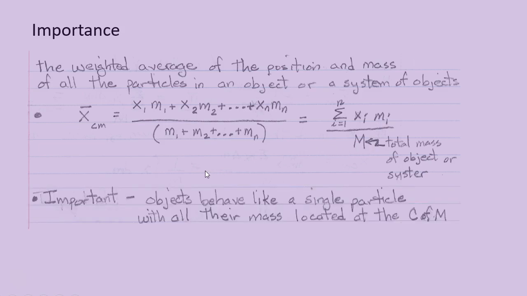This is important because objects behave like a single particle with all of their mass located at the center of mass. Something we don't really talk about, but in mechanics all of these rules of kinematics and Newton's laws of motion and the work energy theorem, all of these concepts we're learning about, they apply to a single particle. Now we've been applying them to objects that are made up of billions and billions of particles, and the reason we can do that is at the center of mass of these objects, the laws apply as if the object were a single particle. So let's look at a linear system of particles.